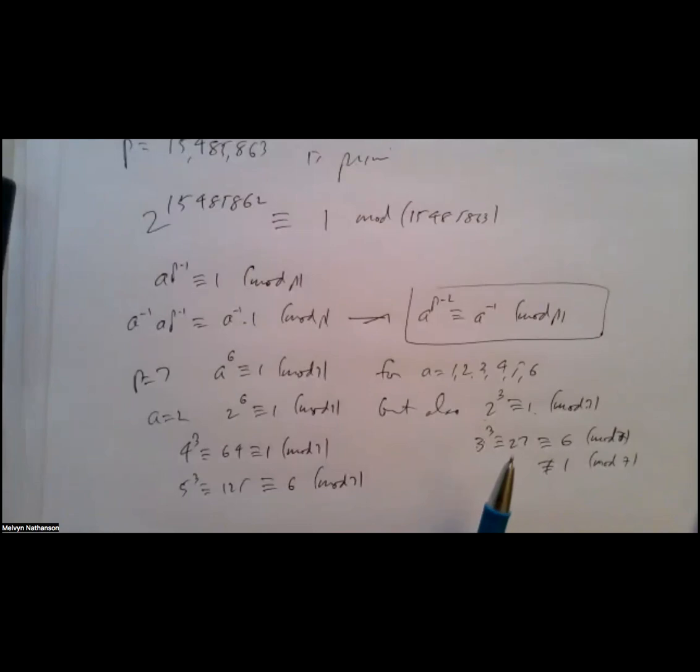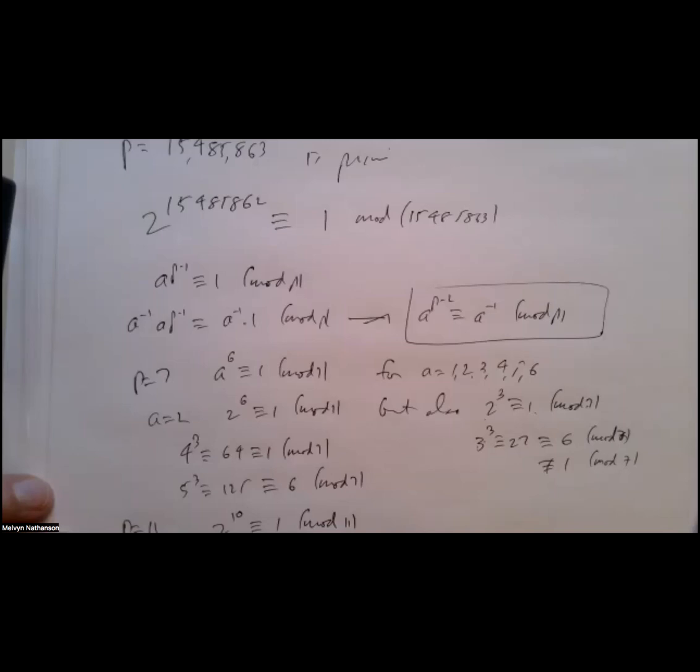But it depends on the particular prime. For example, if I take p equal to 11, 2 to the 10th is congruent to 1 mod 11 by Fermat's theorem. If I take, let's say, 2 to the 5th, 2 to the 5th is 32. That's congruent to 10 mod 11. It's not congruent to 1 mod 11. Right? But it varies with the prime.